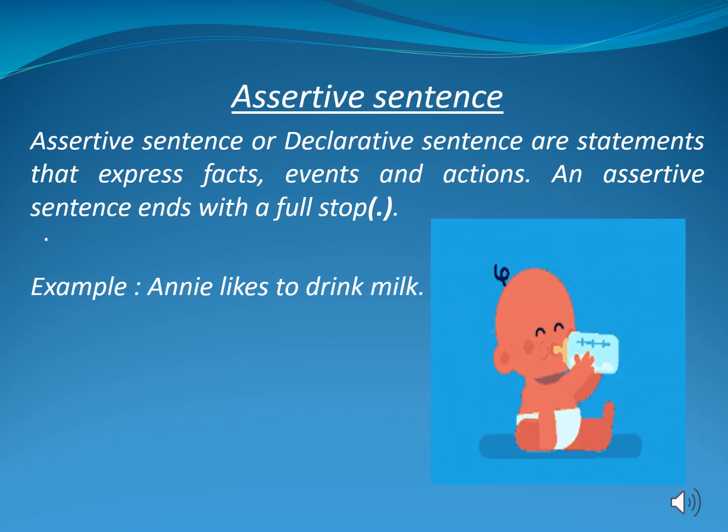Now let's move to the assertive sentence. An assertive sentence is also called a declarative sentence. These are statements that express facts, events, and actions. An assertive sentence ends with a full stop. You can see an example: Annie likes to drink milk.